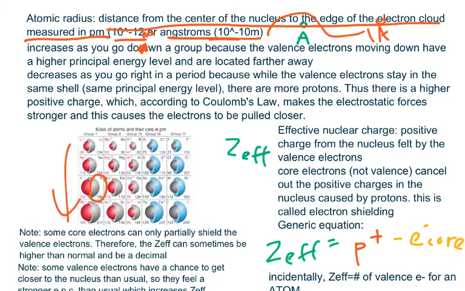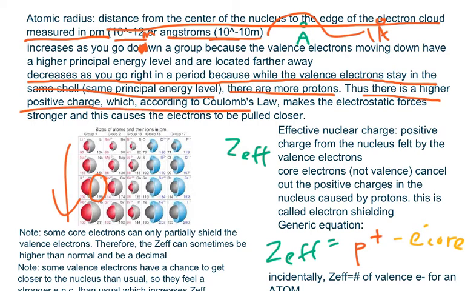So atomic radius decreases as you go right in a period, because while the valence electrons stay in the same shell, or principal energy level, there are more protons for the same sublevel. So there is a higher positive charge, which, according to Coulomb's law, makes the electrostatic forces stronger between the electrons and the nucleus. And this causes the electrons to be pulled closer, which decreases the atomic radius as you go right.